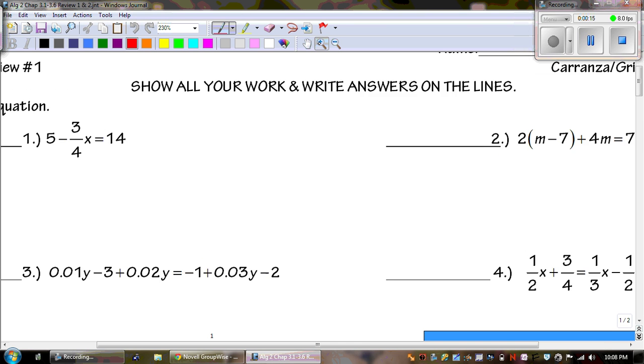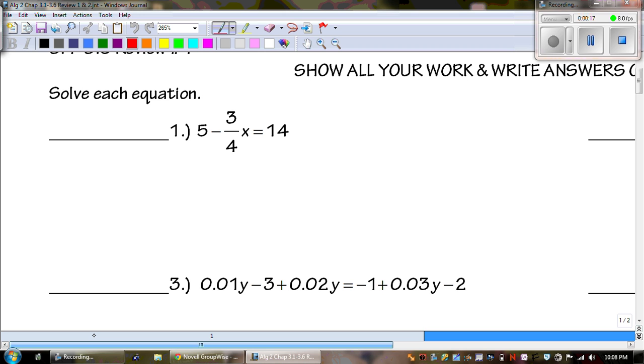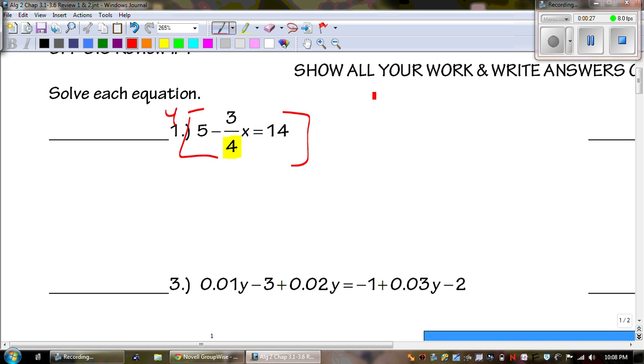Okay, so we're going to go ahead and get started with number 1. Now, you guys might think, oh look, there's a fraction right there. I should multiply everything by 4. No. We're only going to do that with problems like number 4 when there are multiple fractions. Okay? When there's just one fraction, we're going to solve this using SNAPMap.